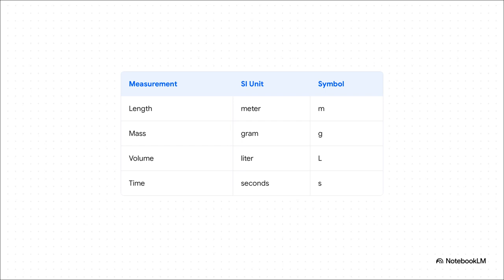As you can see, for length, we use the meter. For how much stuff is in an object, that's its mass, we use the gram. For the space it takes up, its volume, we're using the liter. And for time, well, that's seconds. This simple foundation is actually incredibly powerful.